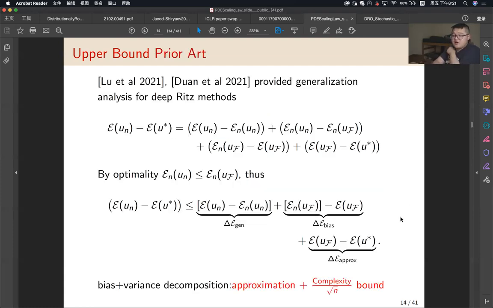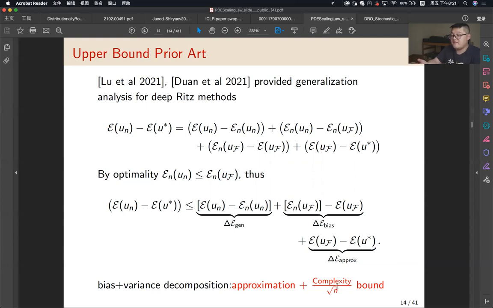So the previous paper already did this approximation and generalization decomposition and gives you very good bounds, but what they get is actually approximation plus a 1/√n bound. Why do they have this? It is saying that my E_n and E, these two operators, because you are using a central limit theorem, maybe a uniform central limit theorem there.